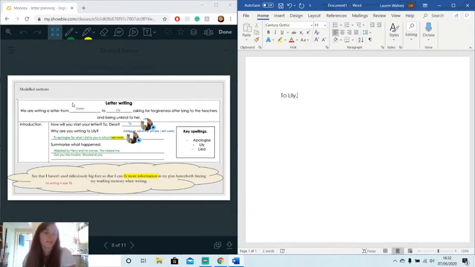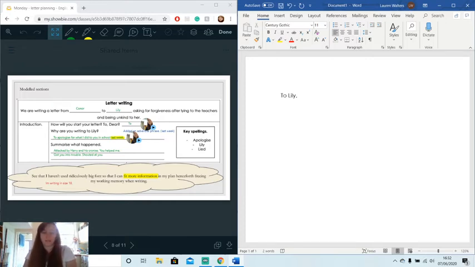So I'm writing from Conor, so you need to think I am a 13-year-old boy. And I'm writing to Lily. So I started with to Lily. I'm going to use the enter button, that's the big one, to go down 2 paragraphs. Why are you writing to Lily? To apologise for what I did to you in school last week.